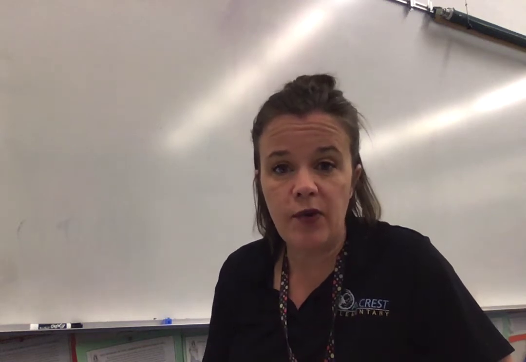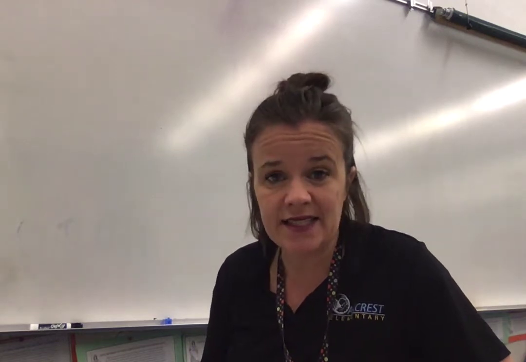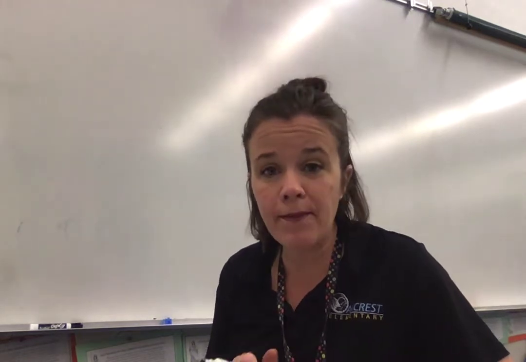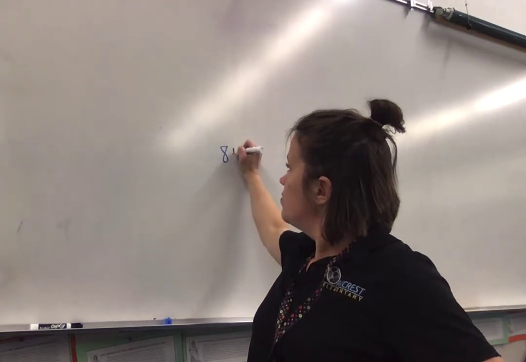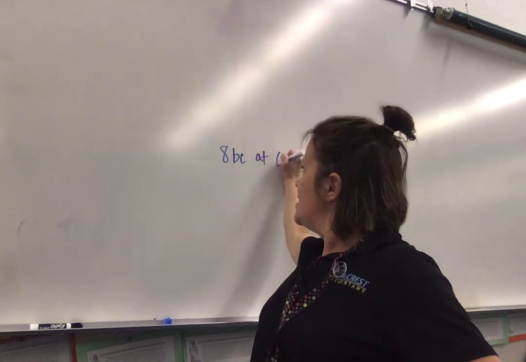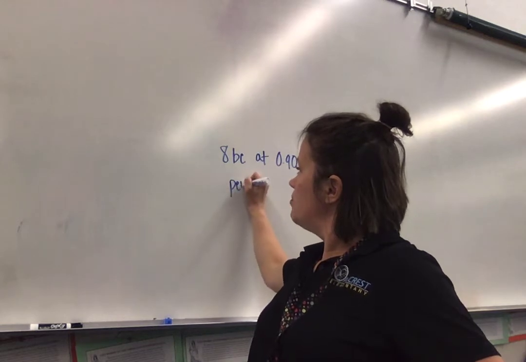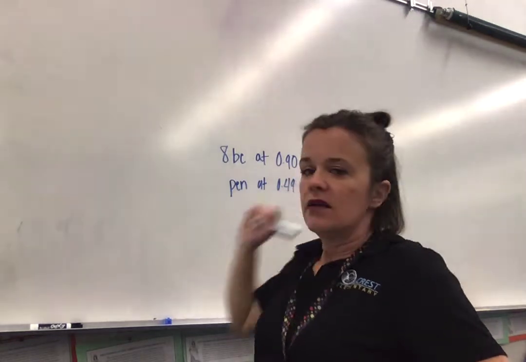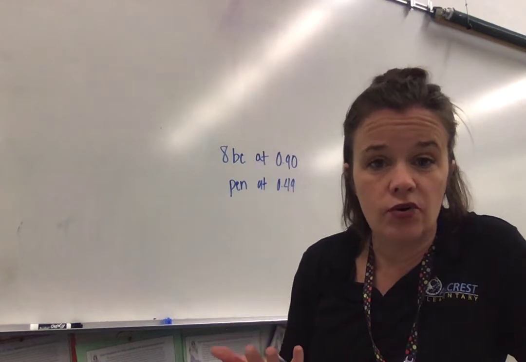Okay, so this is what he bought. He bought 8 book covers, and each one was 90 cents. And then he bought a pen for 49 cents. So 8 book covers, I'm just going to say BC, at 90 cents, and a pen, just one pen, at 49 cents. Okay, so my goal is I need to find out how much did he pay in total, right?